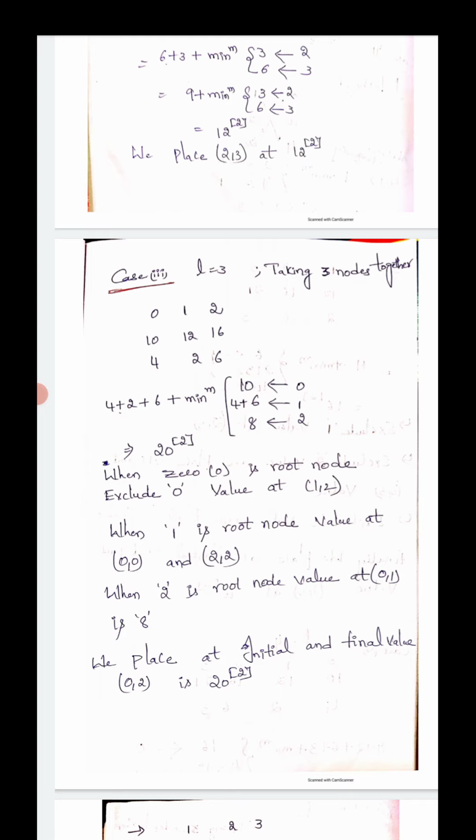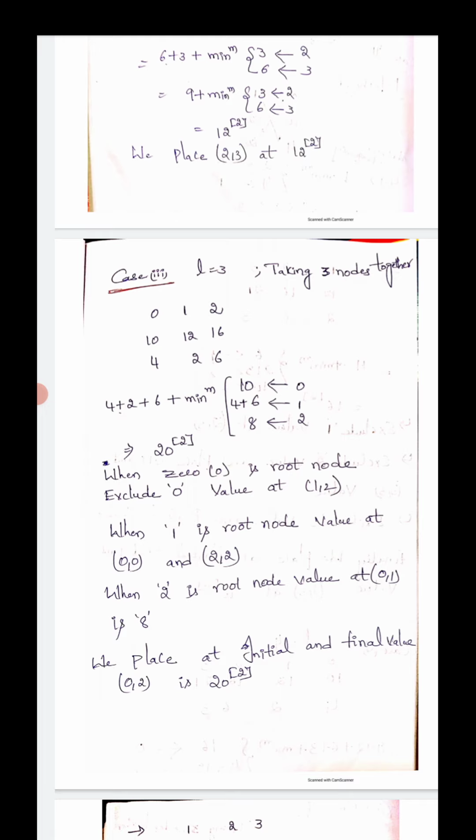Okay, this is taking 3 nodes together, in the sense L is equal to 3. First of all, if we have to calculate 0, we need to exclude 0. Look at the position 1 comma 2. Coming from root node 1, we have to look at 0 comma 0 and 2 comma 2, and coming to root node 2, we have to look at the value of 0 comma 1. We need to exclude the value of 2 and look at the position of 0 comma 1 value.